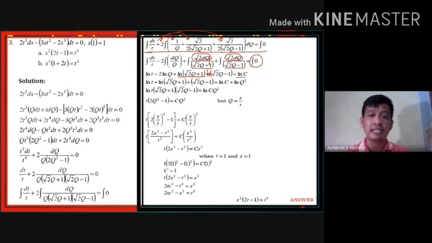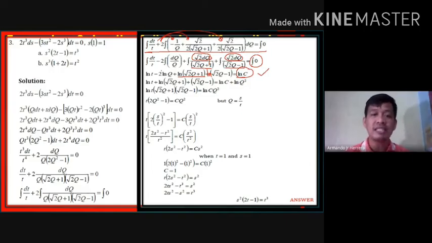Then, since lahat ng yan ay may ln, kaya naglagay ako dito ng ln of c, para mas madali nating i-combine yung ating equation. So, mas madali natin siyang ma-simplify because ln of c is still a constant.